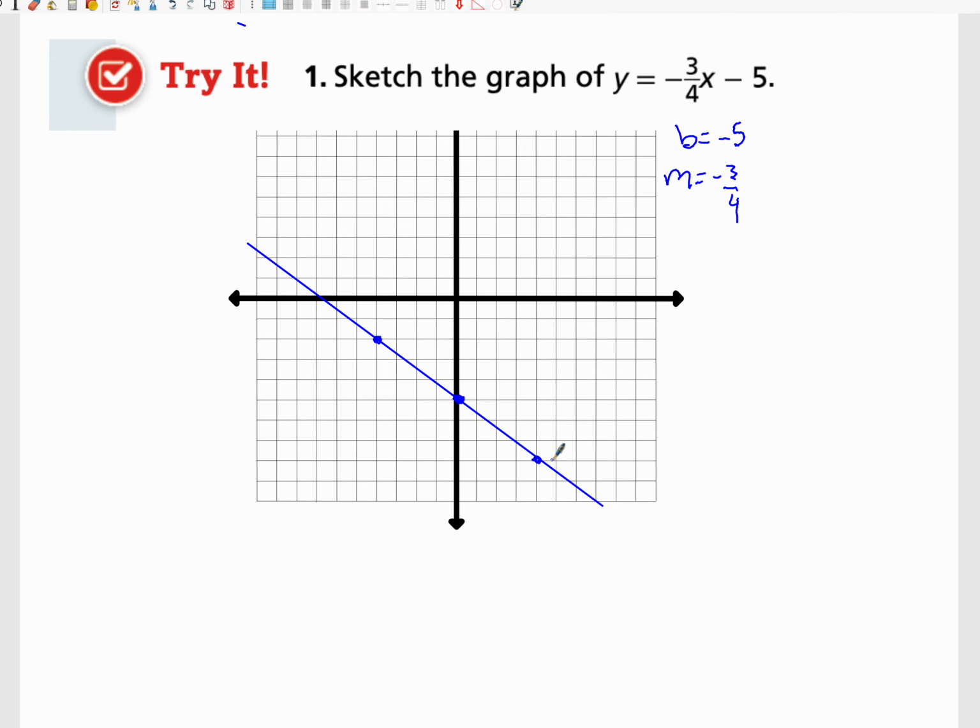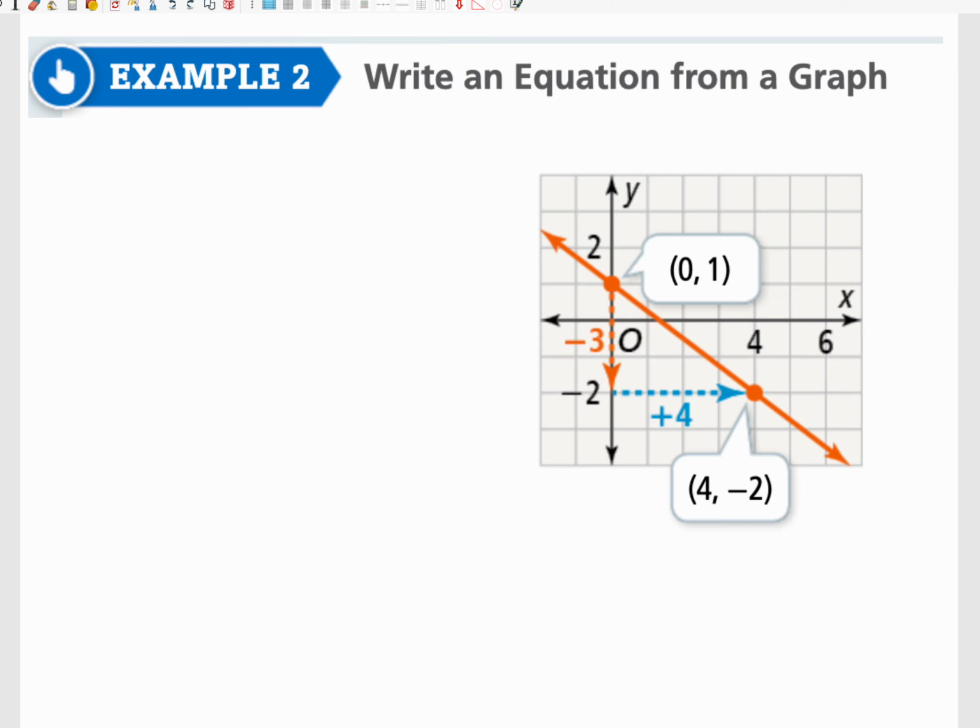Up is positive, left is negative. So if you go up and then left, it's still a negative slope. If you go down, that's negative, and then right is positive. So a negative and a positive together make a negative slope. Okay? It just follows the mathematical rules you already know. 2 negatives make a positive. All right.